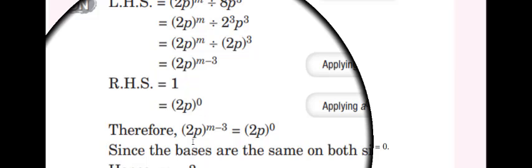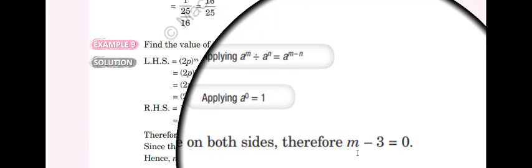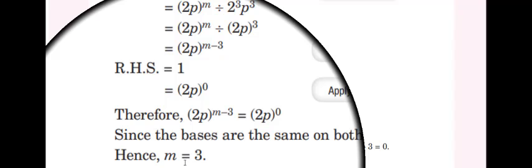Now the right hand side is equal to 1, and we know that 1 can be written as (2p) raised to the power of 0, because a raised to the power of 0 equals 1, where a can be any value except 0. So instead of a, I replaced it by 2p. Now both of them have the same base and an equality sign, so we can make their exponents equal. So m minus 3 will be equal to 0, and taking minus 3 to the right hand side, the value of m comes out to be 3.